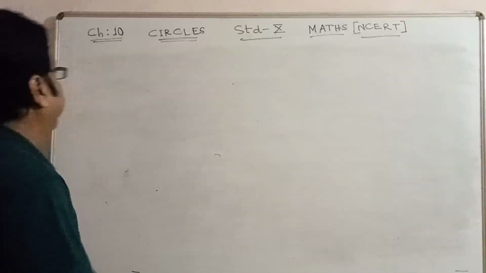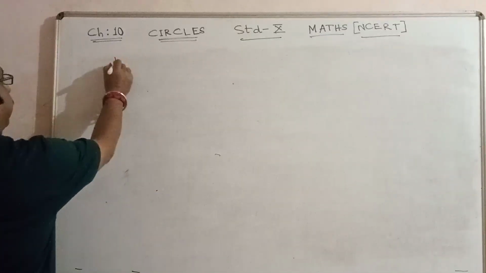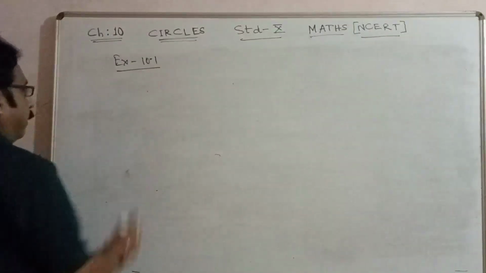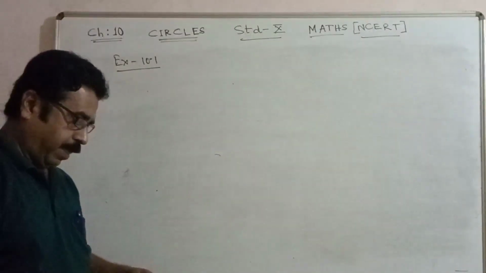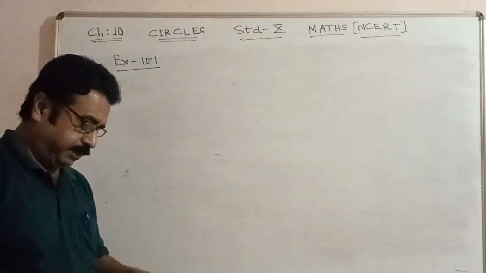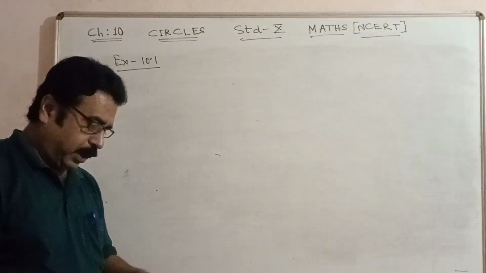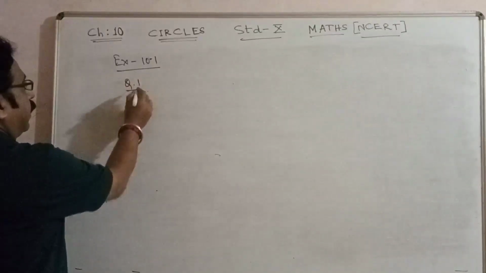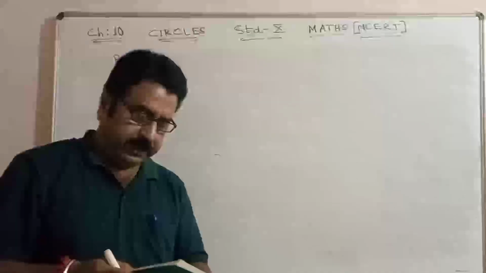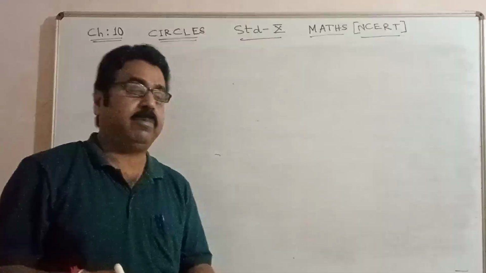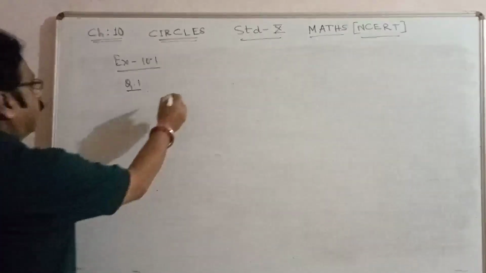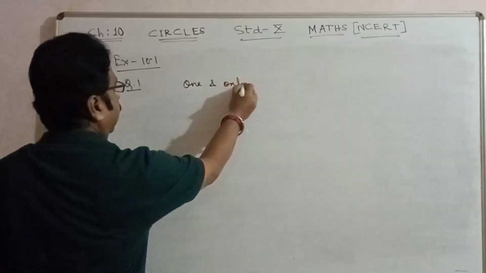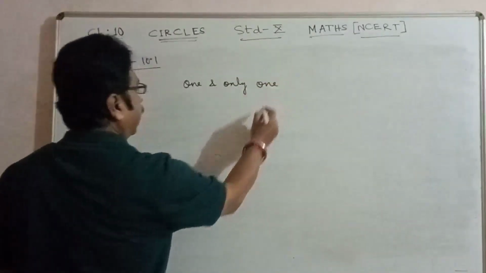Exercise 10.1. What are the objective questions? How many tangents? Question number 1. It is given, how many tangents can a circle have? Only one tangent. One and only one tangent.